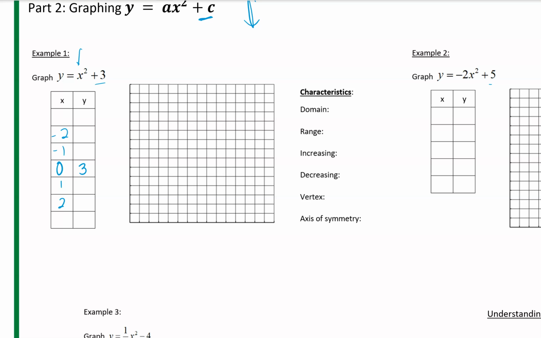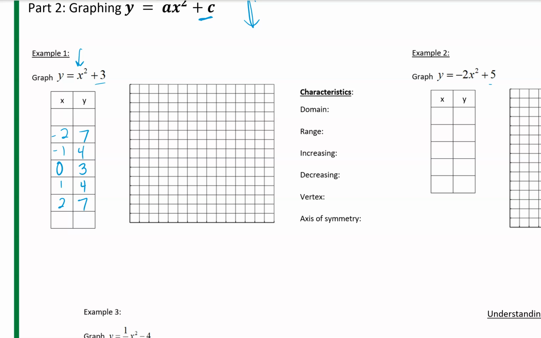Again, we're going to do the x squared first. So -2 squared is 4. And then we're going to add 3. So 4 plus 3 is 7. Then we're going to do -1. -1 squared is 1. Plus 3 is 4. And then 1 squared is 1. Plus 3 is 4. 2 squared is 4. Plus 3 is 7.